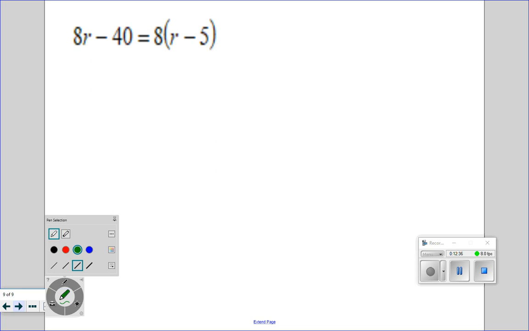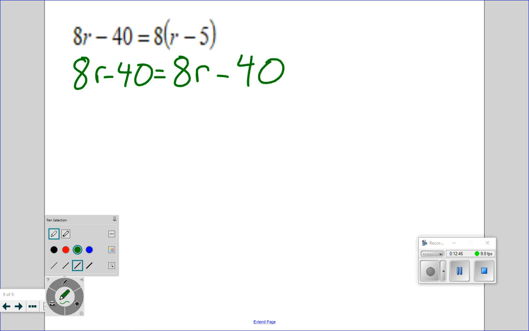Okay, one last one. Again, I'll start off by distributing on the right side. 8 times r minus 8 times 5. Now, r's on both sides, nothing else to simplify, so I'm going to subtract 8r from both sides. Remember that minus sign stays with the 40. So it's a negative 40 because the r's have canceled out here.